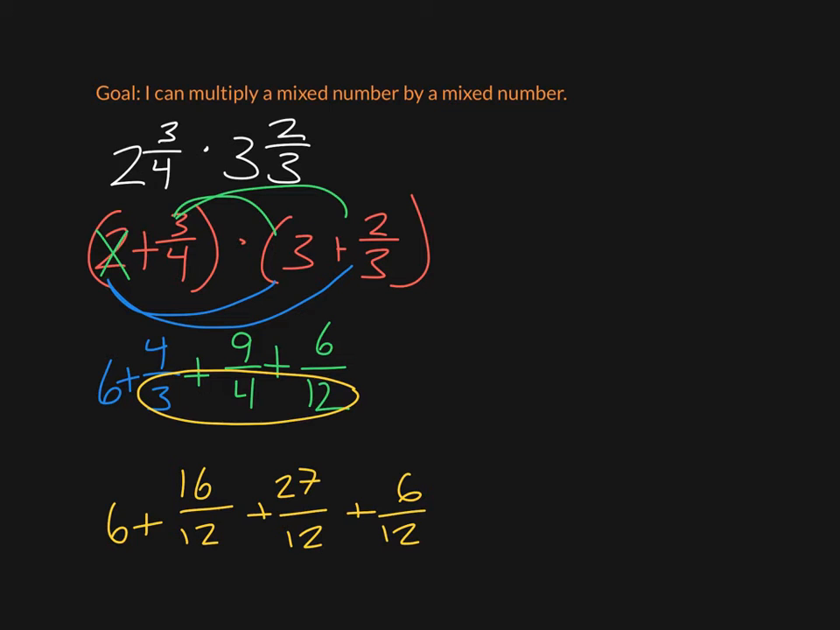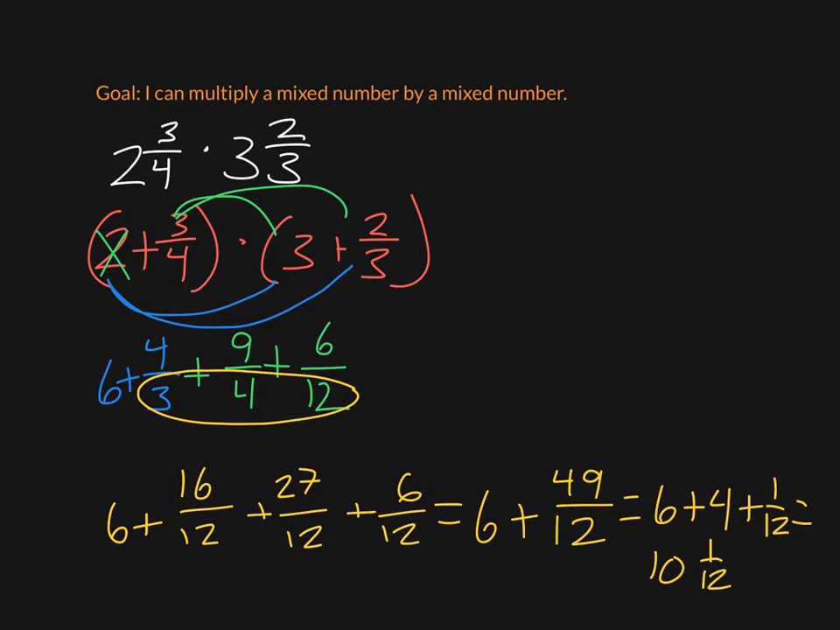So now I have a common denominator for each of those fractions, so now I can easily add them together. When I add my fractions together, I get my whole number still, plus 49/12. Now I have to write that fraction greater than 1 as a mixed number and add it to my whole number. So I know that 12 times 4 is 48, so that's 6 plus 4. I know I have 4 wholes in there, and I know I have 1/12 remaining, which gives us 10 1/12.